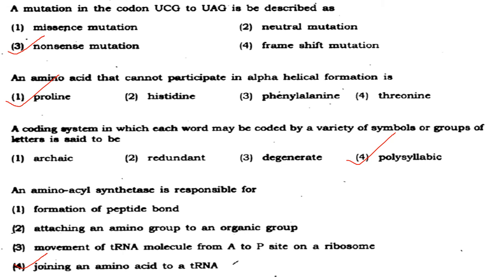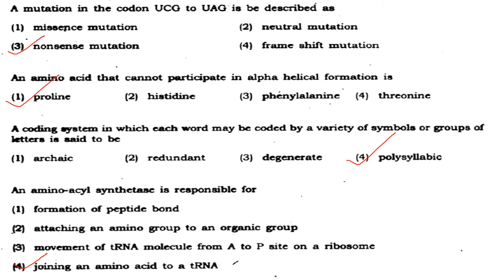Next one. A coding system in which each word may be coded by a variety of symbols or groups of letters is said to be option 1, archaic; 2, redundant; 3, degenerate; 4, polysyllabic. Answer is polysyllabic, option 4.